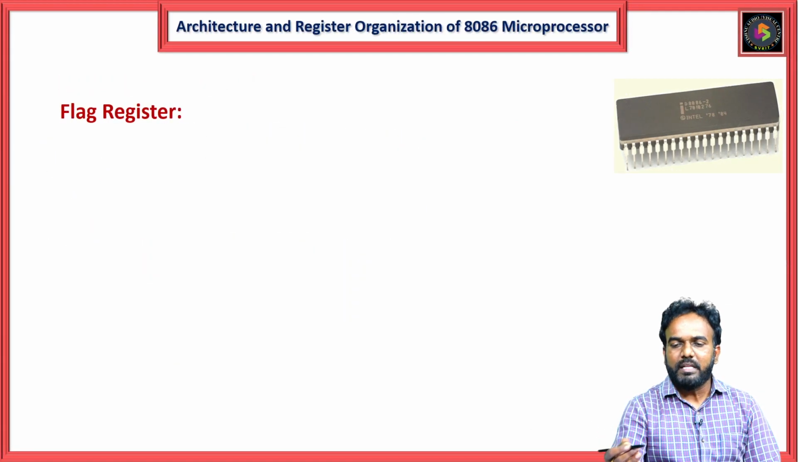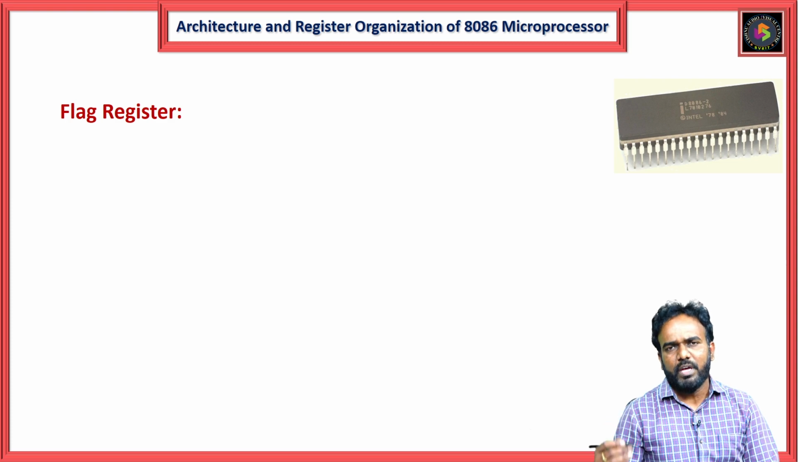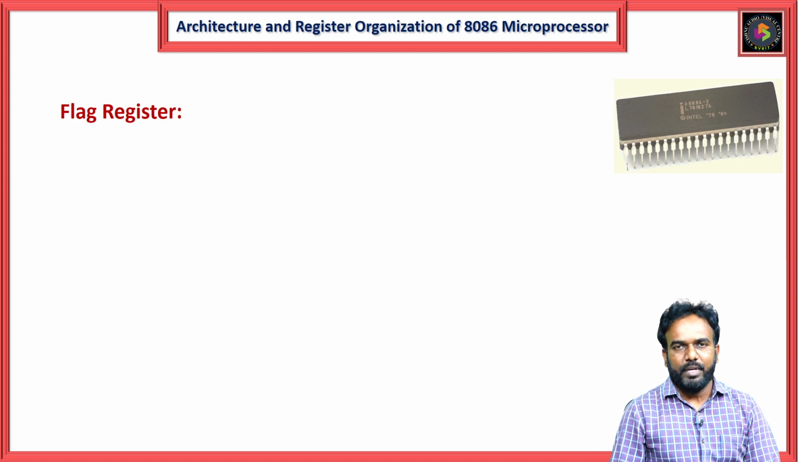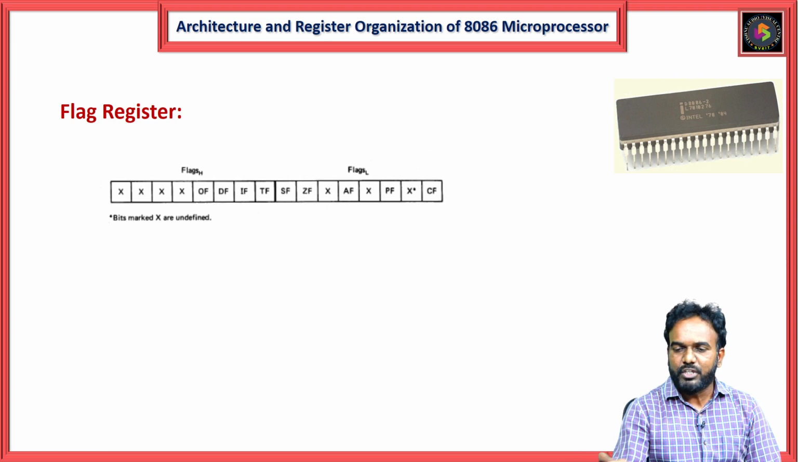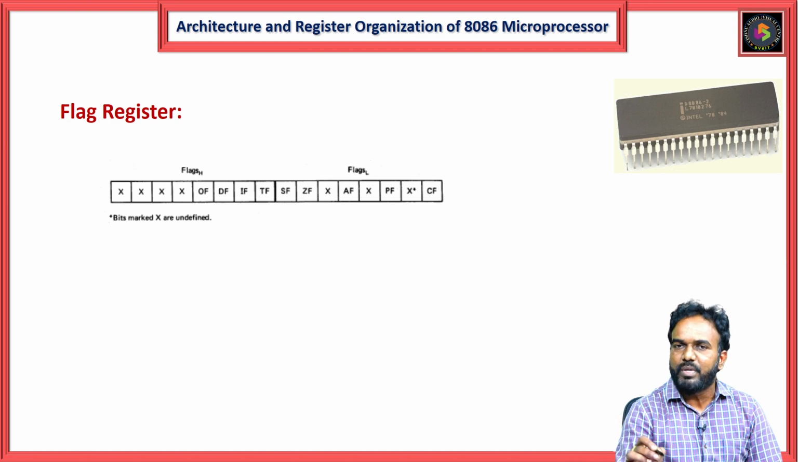And the last part is the flag register. Sometimes we also call it the flags register. Mainly, the purpose of the flag register is to know the status of the operation while performing different types of arithmetic and logical operations. The size of the flag register is 16 bits. This is the total 16-bit flag register, which contains 16 bits.